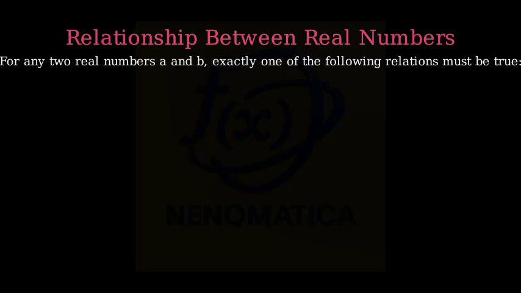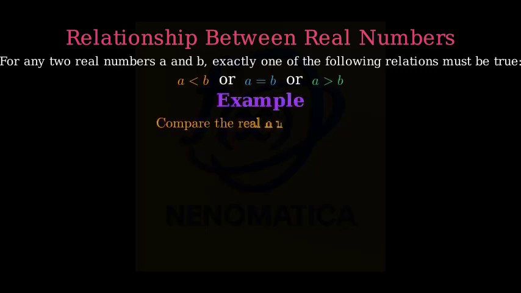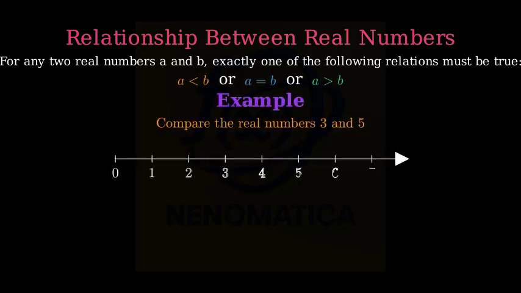Welcome to this mathematical video, where we will explore the relationship between real numbers. For any two real numbers, A and B, exactly one of the following three relations must be true. A is less than B, A is equal to B, or A is greater than B. Compare the real numbers 3 and 5. Since 3 is to the left of 5 on the number line, we can see that 3 is less than 5, or mathematically written as 3 less than 5.